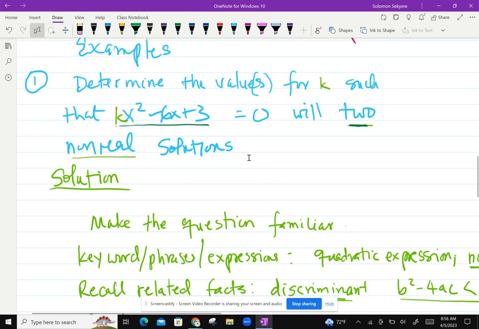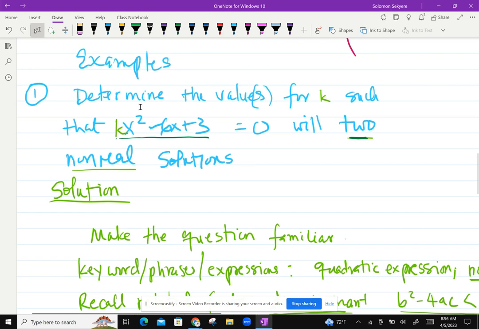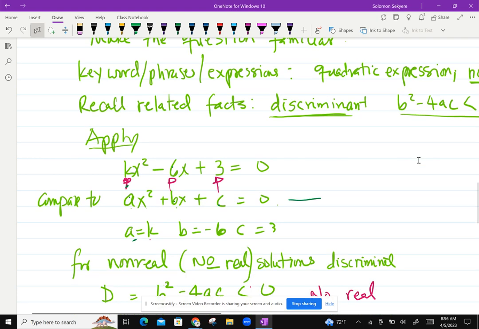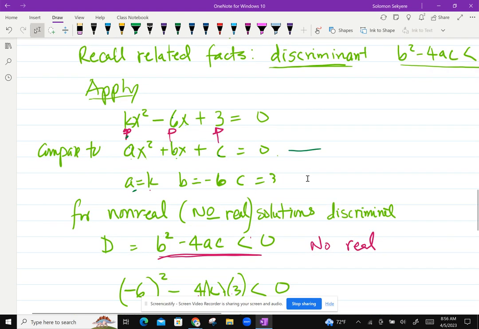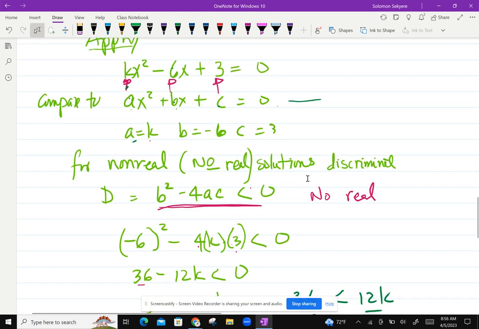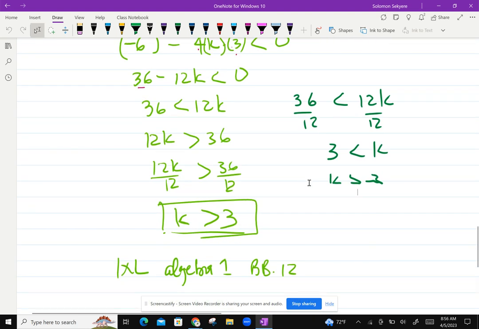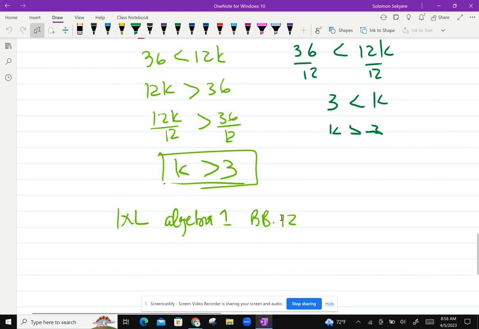See that? Realize it's a quadratic expression. Another keyword or phrase is non-real solutions. We thought about the discriminant. What is the condition for non-real? The discriminant should be less than 0. We plugged it in and solved the inequality. So when k is greater than 3, this will have non-real solutions.